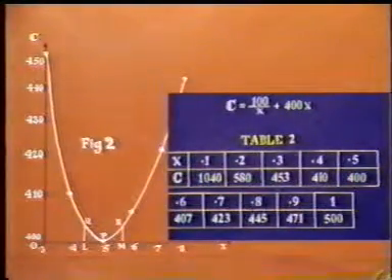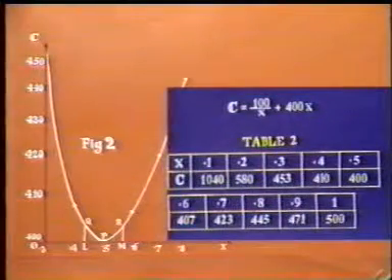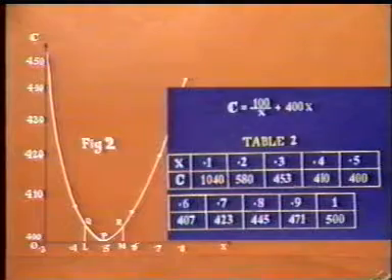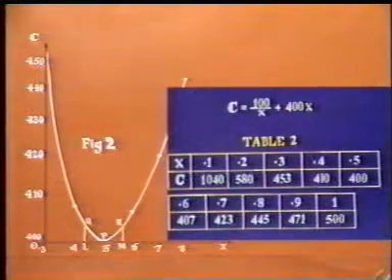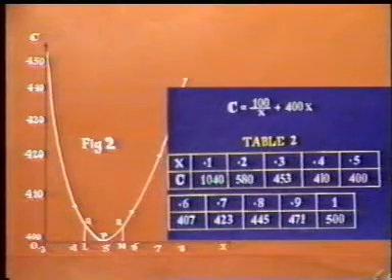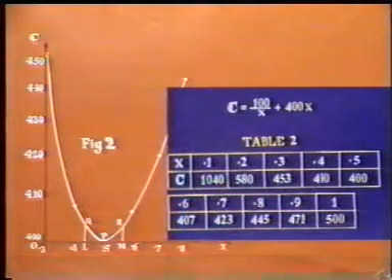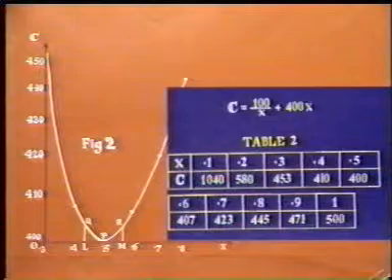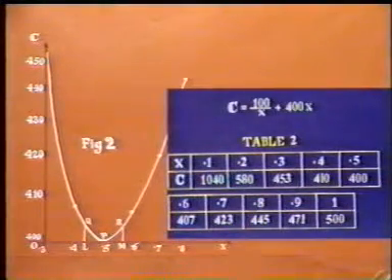At x equal to 0.3, cost is 453. At x equal to 0.4, cost is 410. At x equal to 0.5, cost is 400. At x equal to 0.6, cost is 407. That means the cost C is lowest near x equal to 0.5. Therefore, we shall plot the points only from x equal to 0.3 to x equal to 0.8.